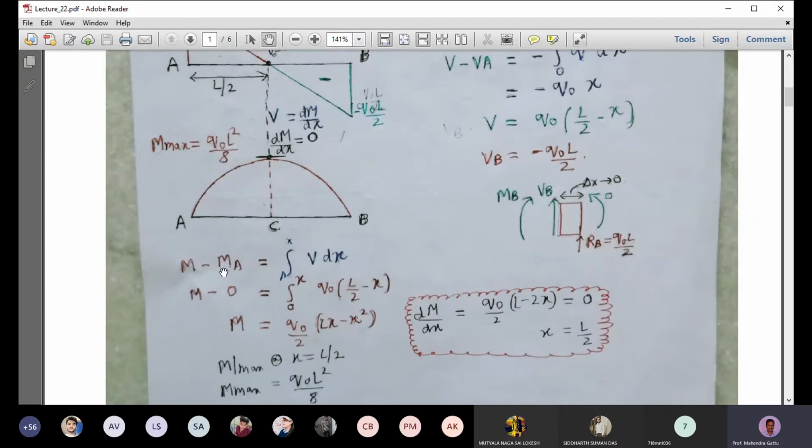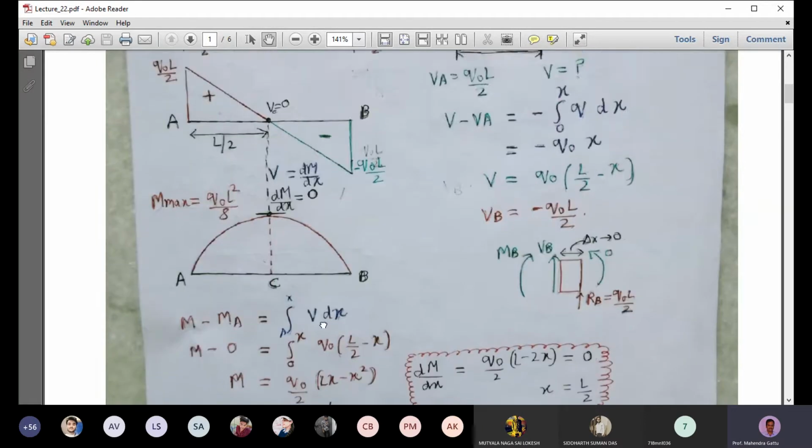The change in the bending moment is equal to the area under the shear force diagram. Okay, so what is MA here? MA is 0. And let's calculate the bending moment at this point, the center. So we can calculate the area under the shear force diagram.